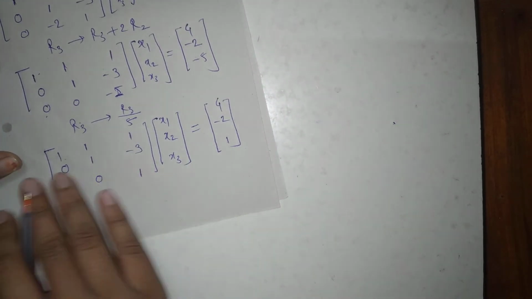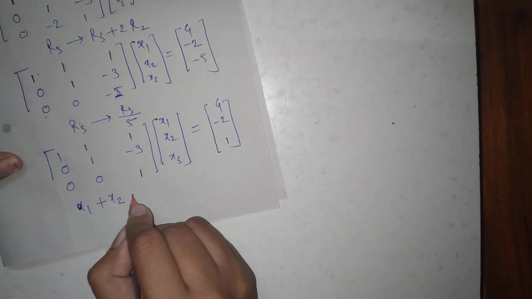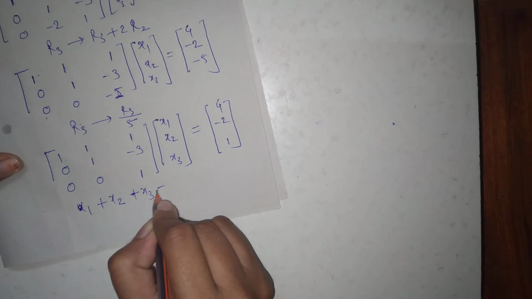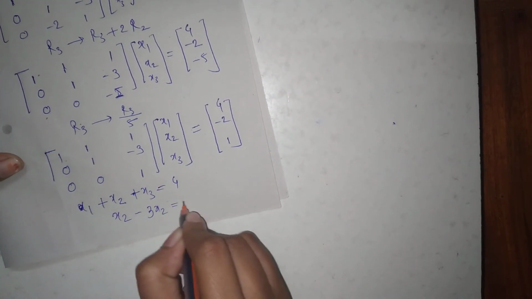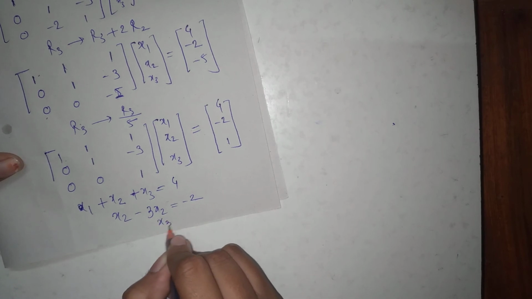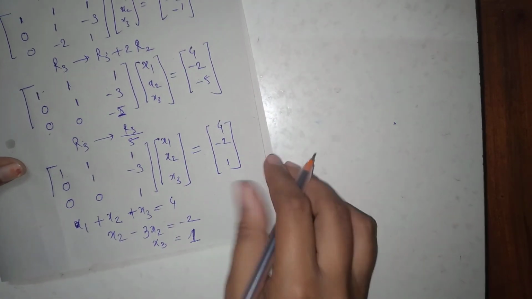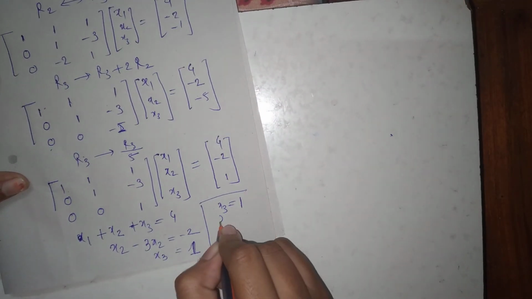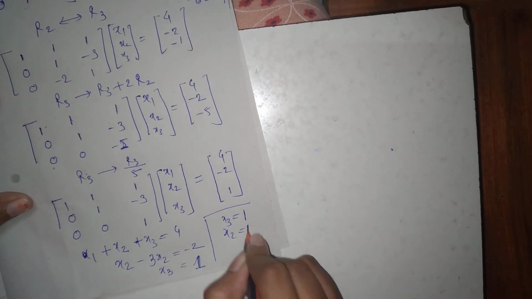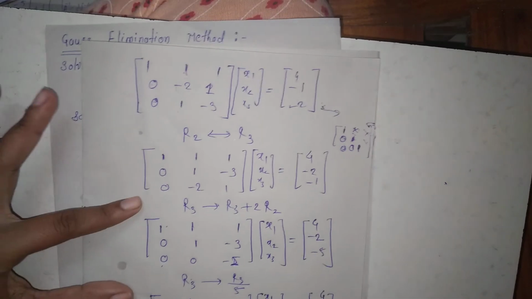These are the equations: x1 plus x2 plus x3 equal to 4, x2 minus 3x3 equal to minus 3, and x3 equal to 1. Then we get x3 equal to 1, x2 equal to 1, and x1 equal to 2. Thank you.